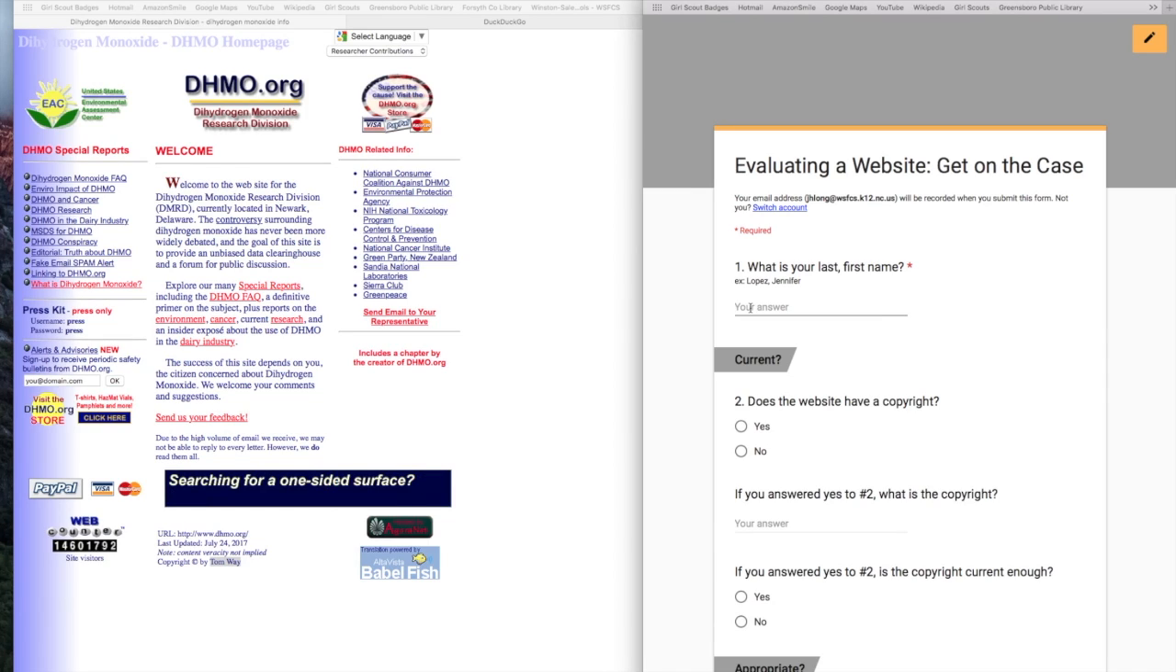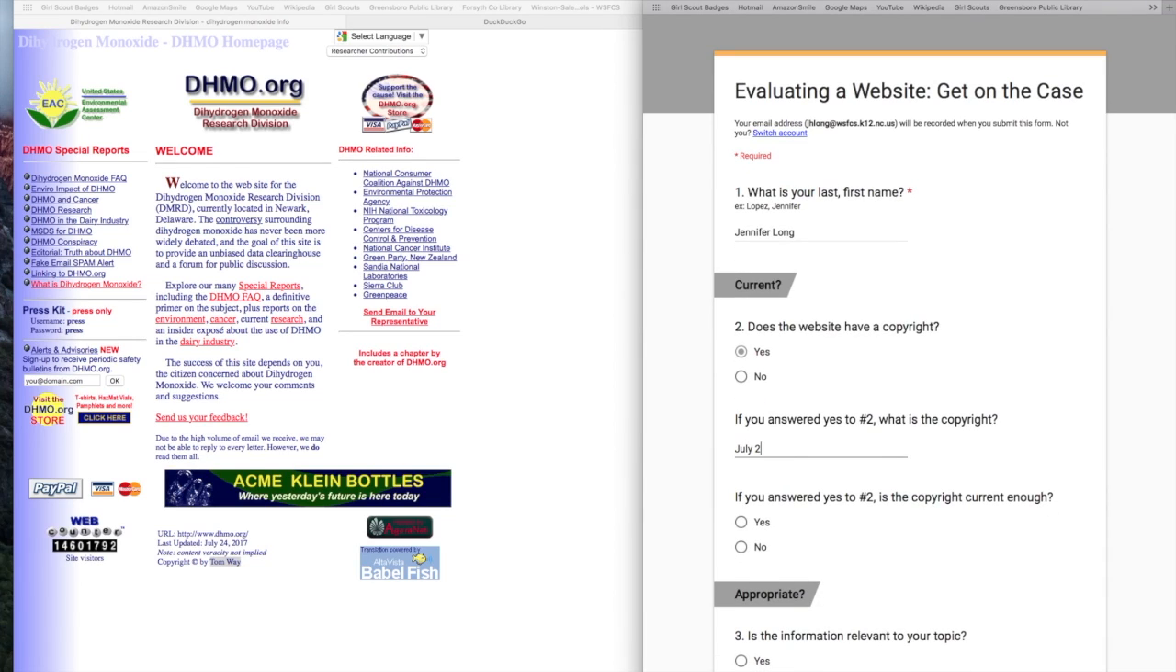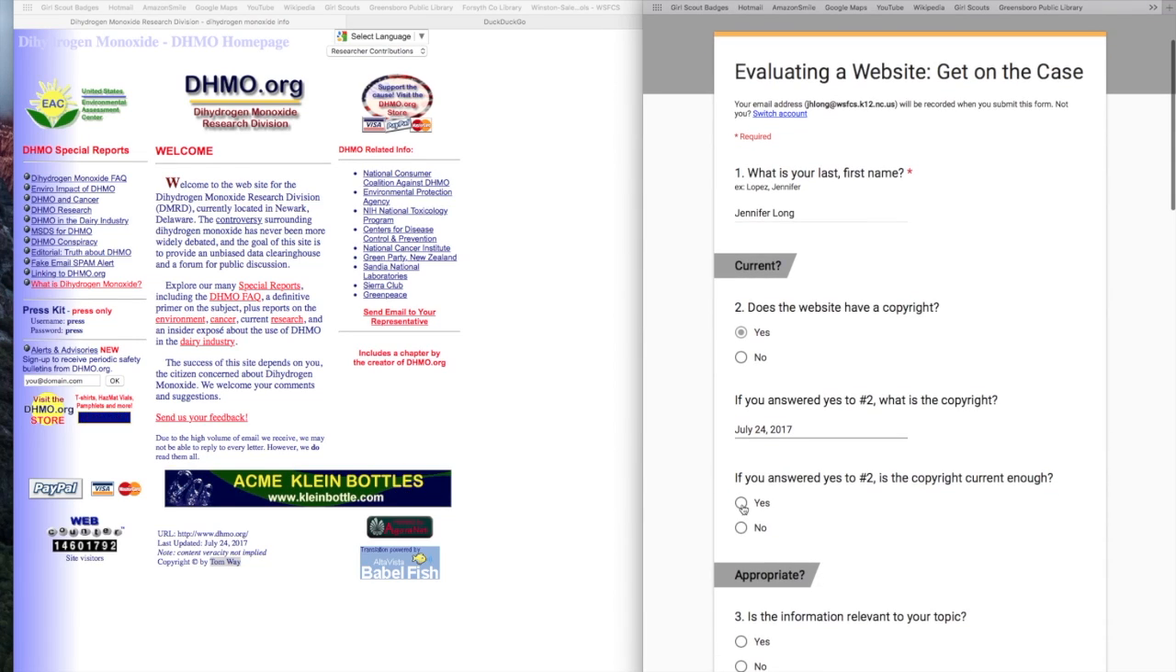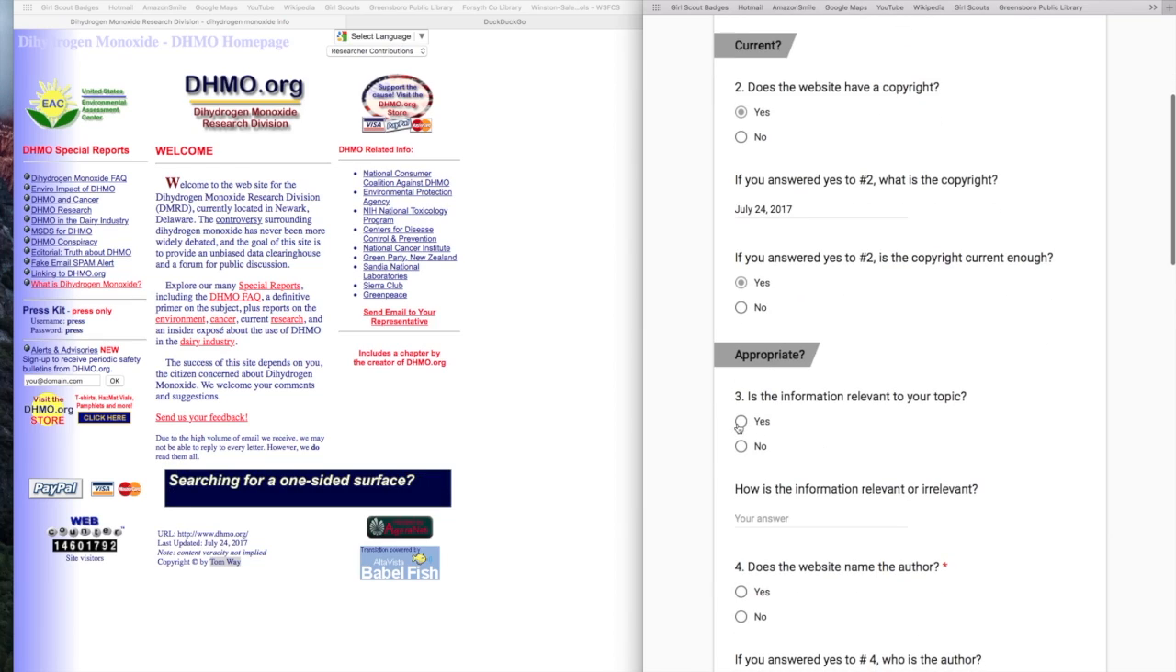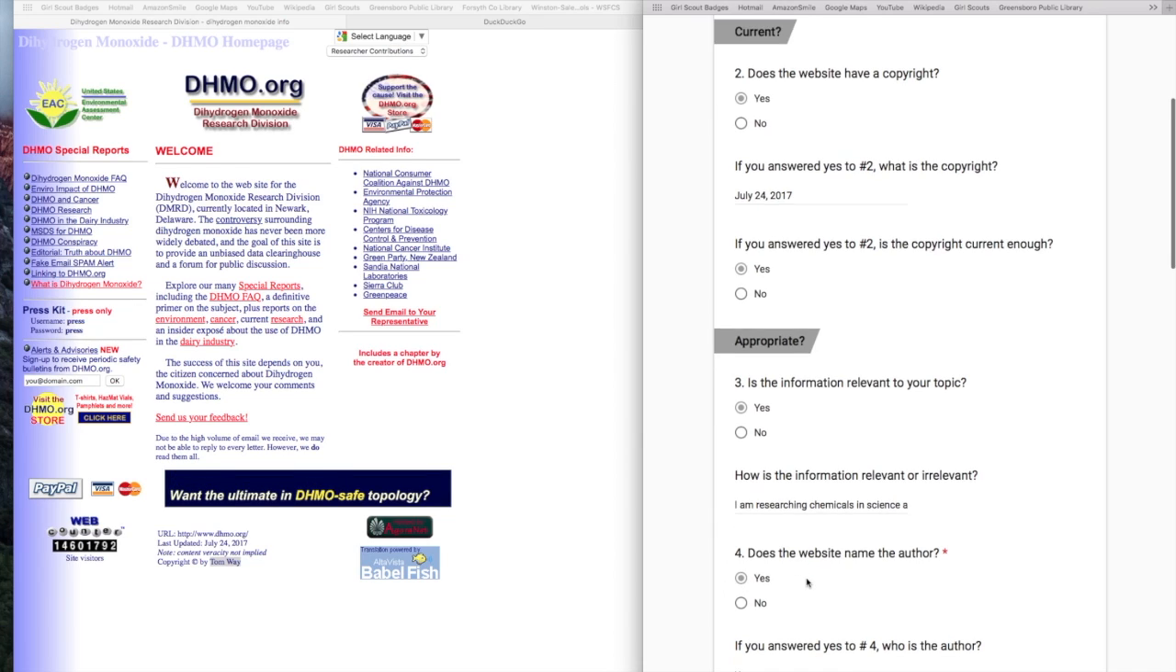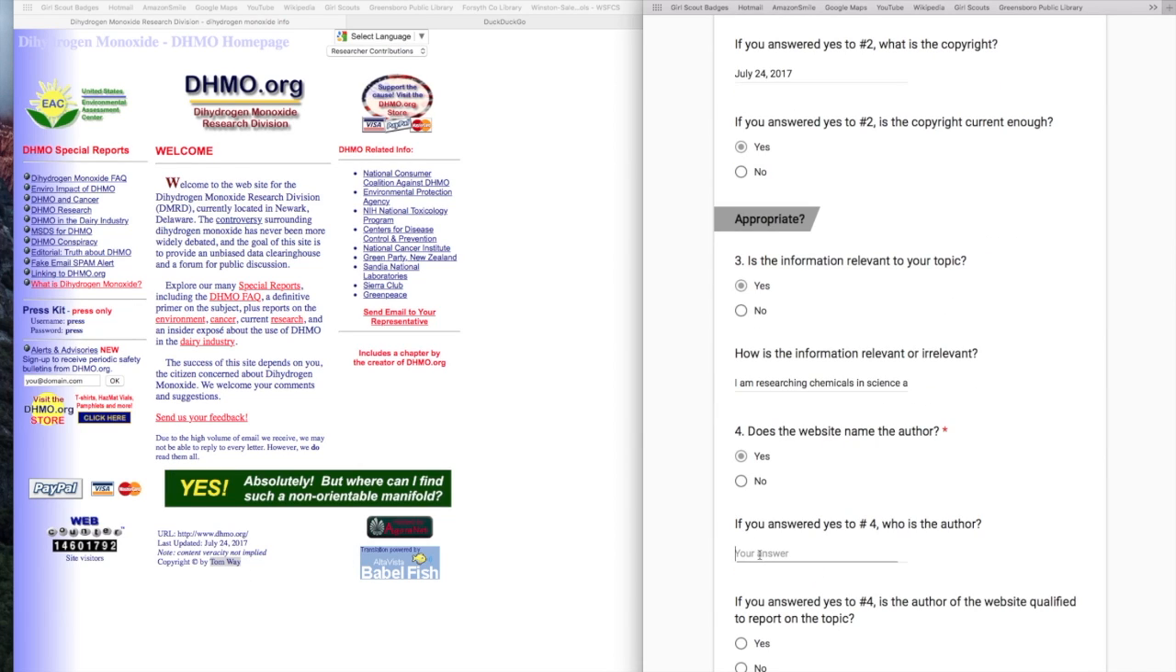As you can see to the right, I created a Google form with the guiding questions. The first questions asked the students about copyright. We easily found that information on the website to the left and plugged that in. Then it asks about relevancy. If I were teaching, I would give the focus of whether DHMO is something to be worried about. Clearly, this website is relevant to that topic.